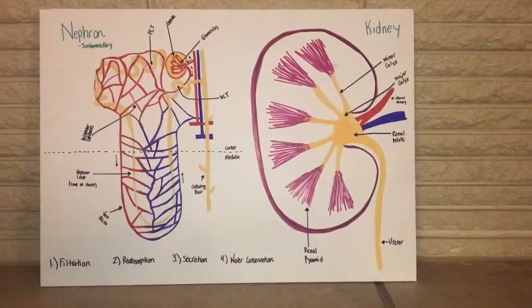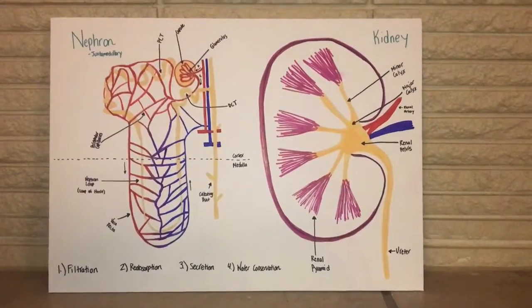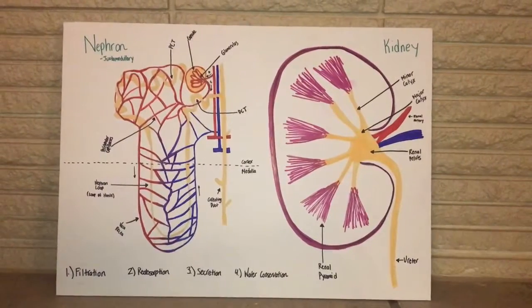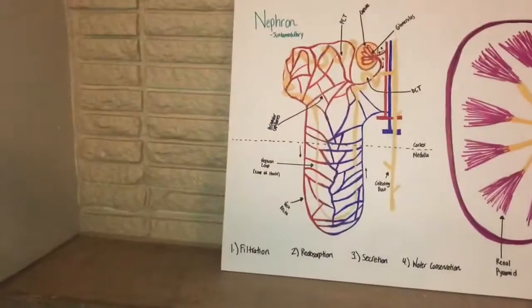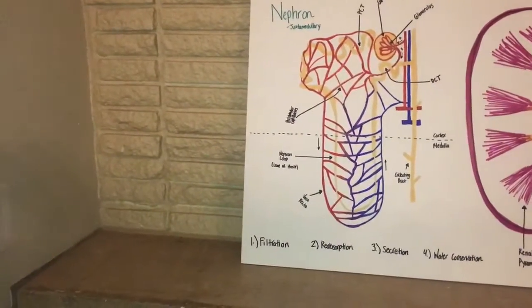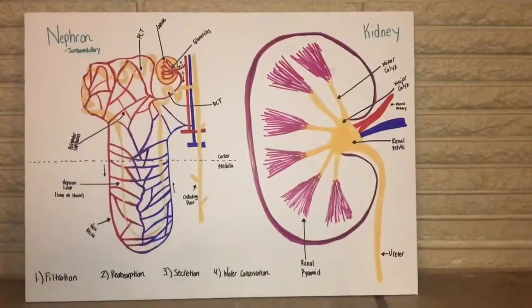My name is Erin Gallagher, and I'm going to talk about how urine is formed in the body. On this poster, I've drawn a nephron on the left, which is a urine producer, and a kidney on the right in order to describe how it is formed.